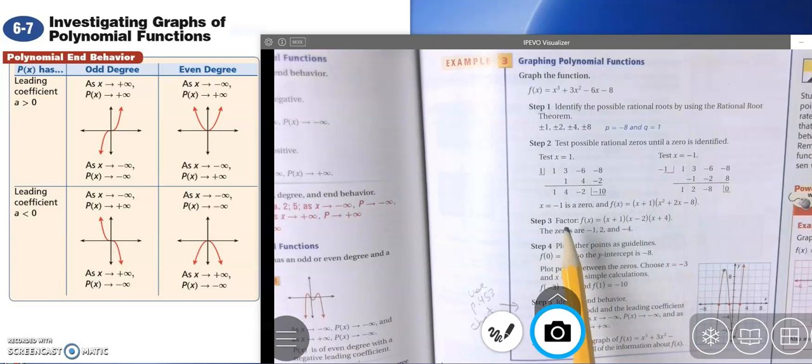Now we're going to factor, step 3. When you do this out, you end up with zeros of -1, 2, and -4. Once you find your zeros, you factor. So f of x equals x plus 1 times x minus 2 times x plus 4. Our zeros are -1, 2, and -4.